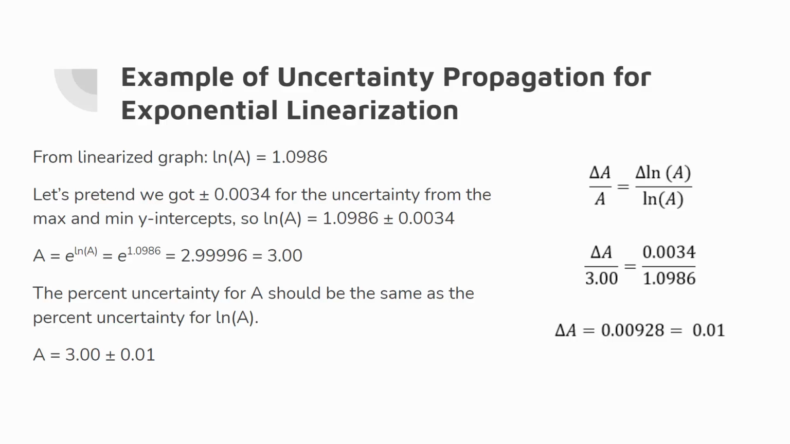So we have determined that the parameter a, which is part of our exponential function, is 3.00 plus or minus 0.01. We won't include that 0.01 in our equation, but when we discuss what the parameters are, we will be able to state that we know the uncertainty is plus or minus 0.01.